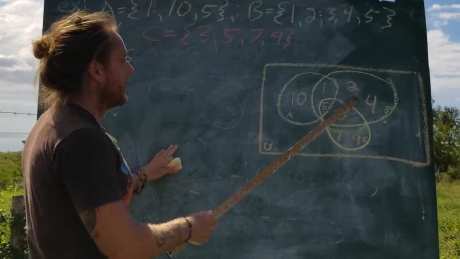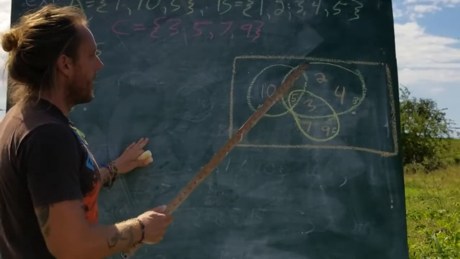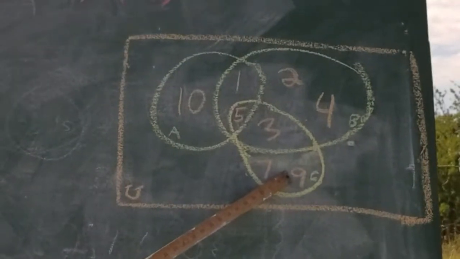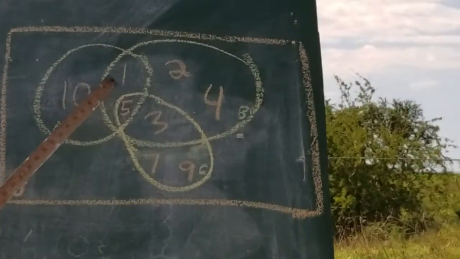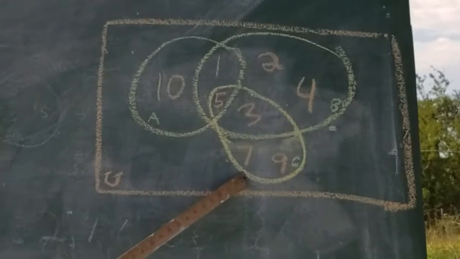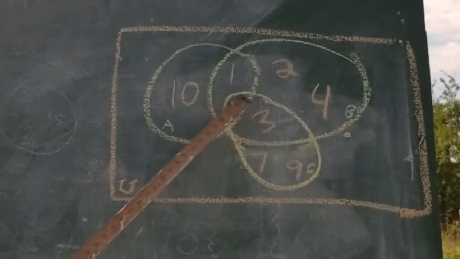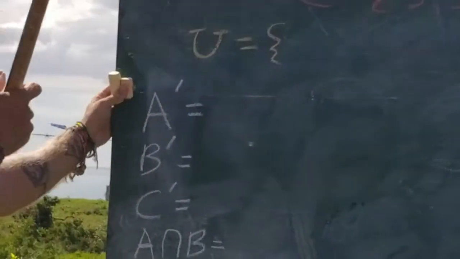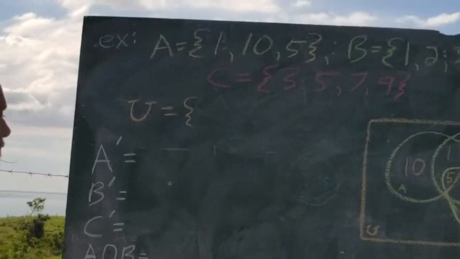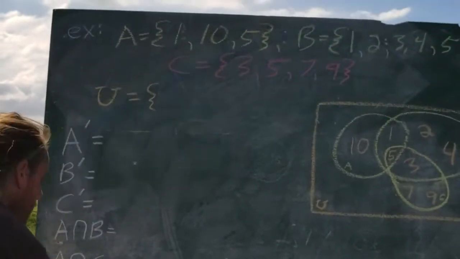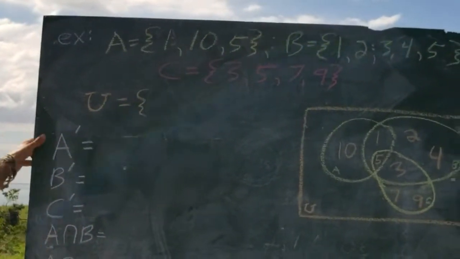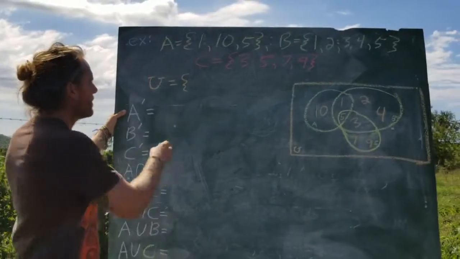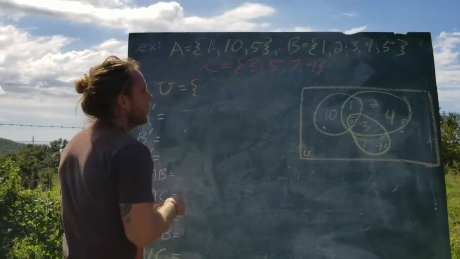A and B have common elements 1 and 5. Sets B and C contain the common elements 3 and 5, and sets A, B, and C together contain one common element, 5. So let's use this example and go through the various operations that we've been looking at. First of all, we want to find out what A prime is, or what the complement to set A is. So first of all, let's construct the universal set here.